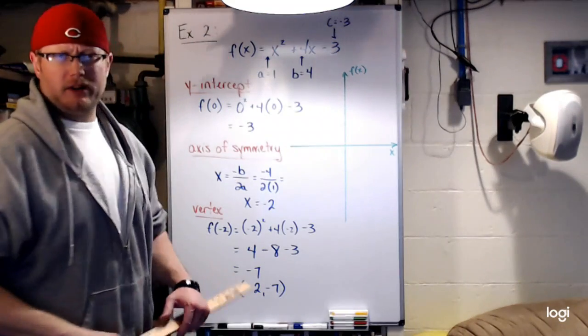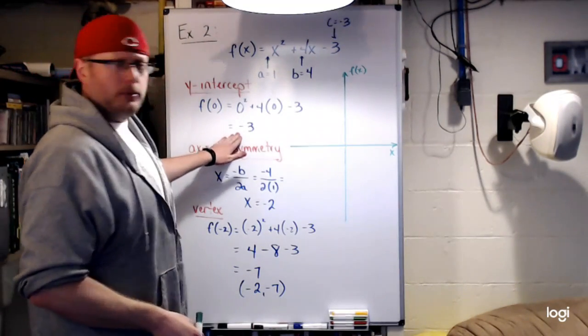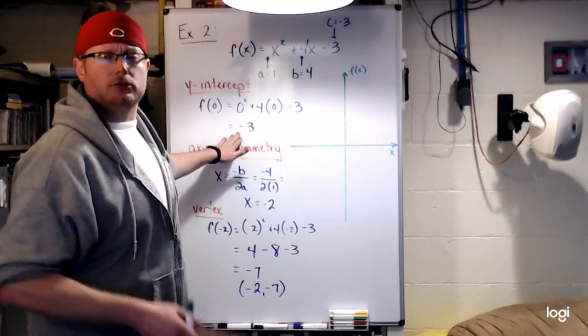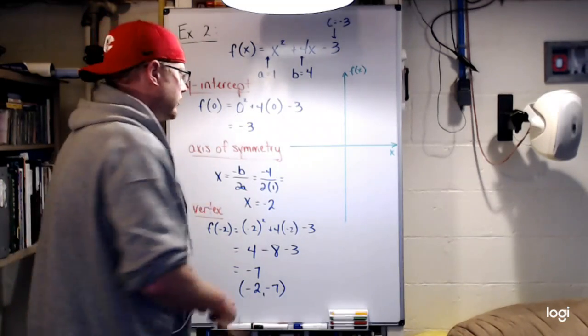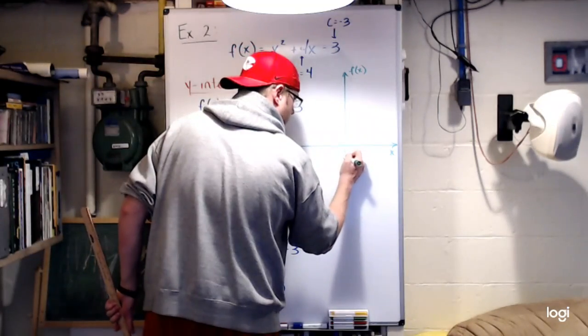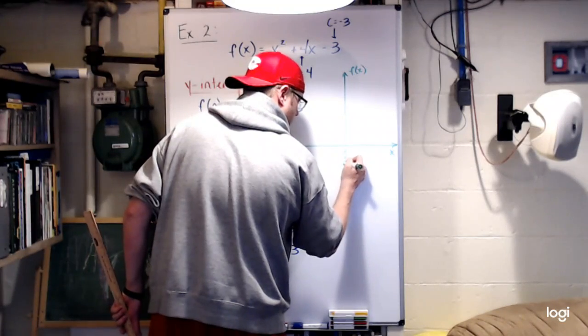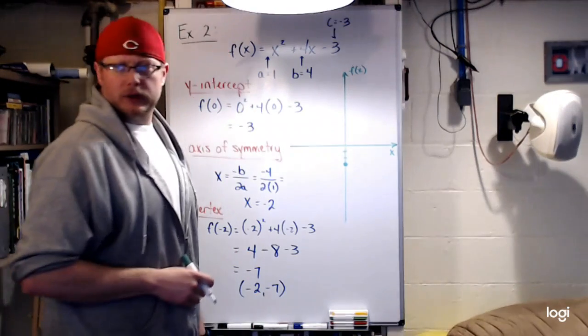And I'm going to go ahead and graph what I've got. I know my y-intercept is at negative 3. It crosses the y-axis at negative 3. So I can go down 1, 2, 3, put my point there, okay?